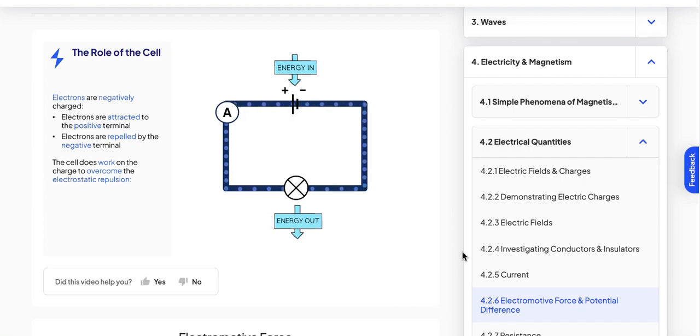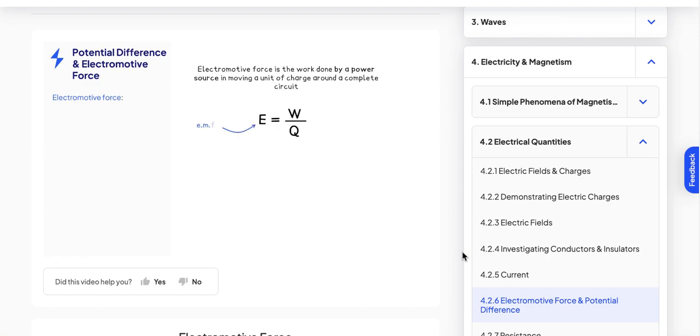Therefore, it can be said that energy is transferred from the cell to the components. Electromotive force is the work done by a power source in moving a unit of charge around a complete circuit. That's the work done, or energy transferred, per unit charge.